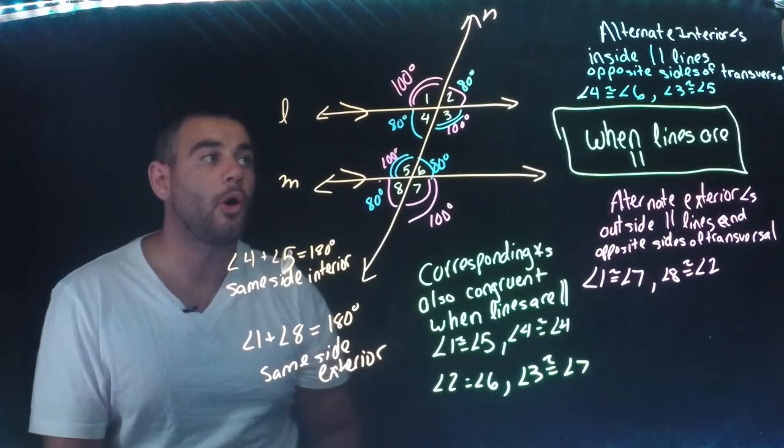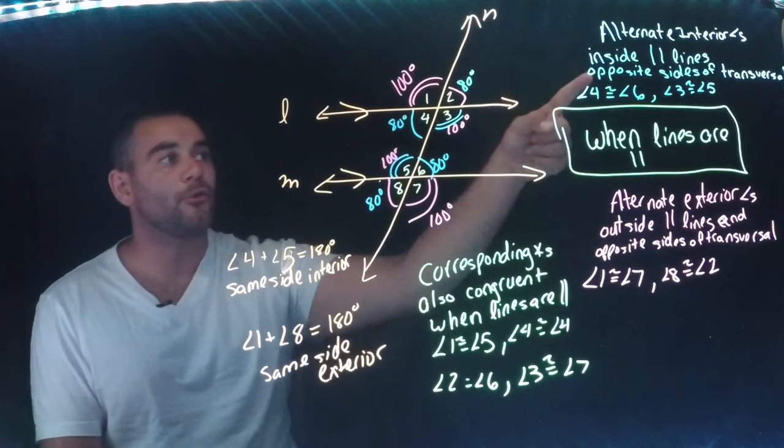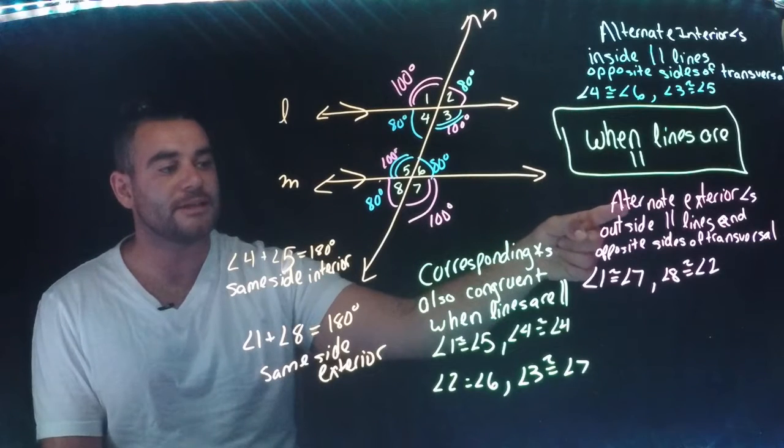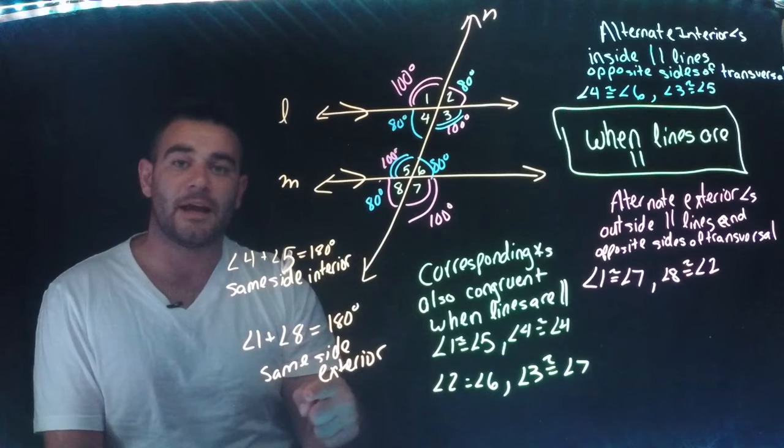And that's all for parallel lines cut by a transversal. We've got alternate interior, alternate exterior, corresponding, same side interior, and same side exterior.